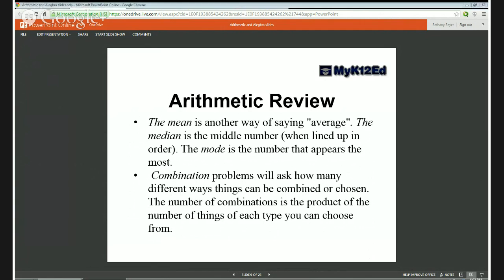Another way to do this is to do a tree diagram, but that obviously takes more time. And since you want to save time on the ACT, it's good just to know you want to multiply 2 times 3 times 2 to find the different combinations you can do.